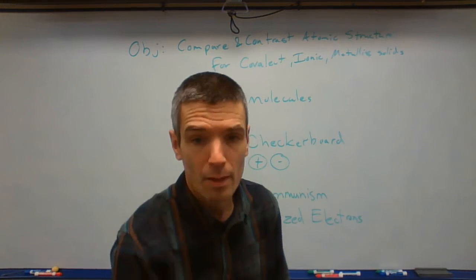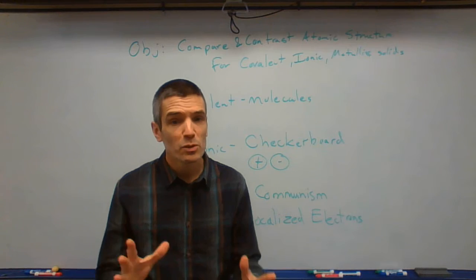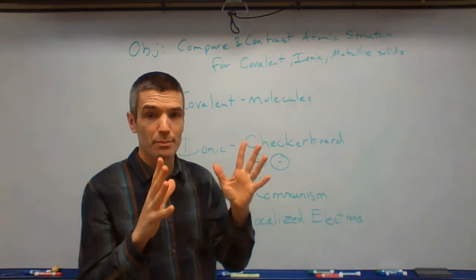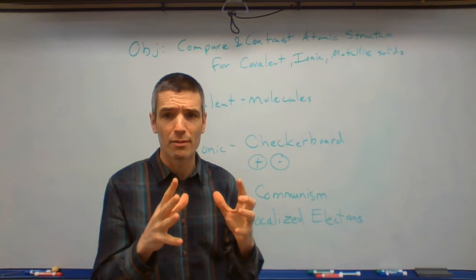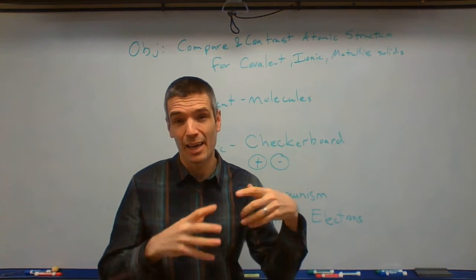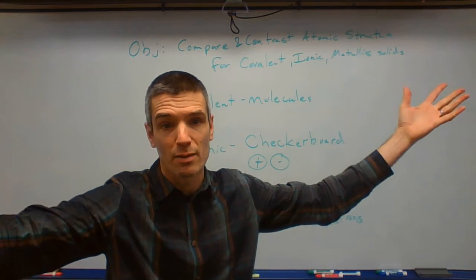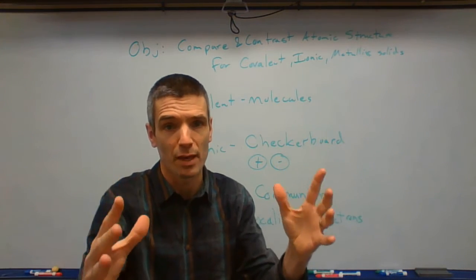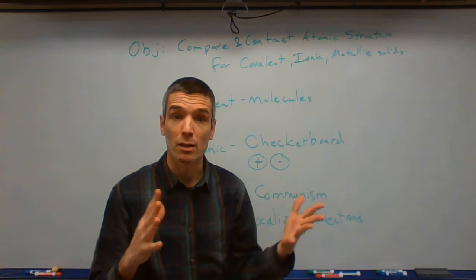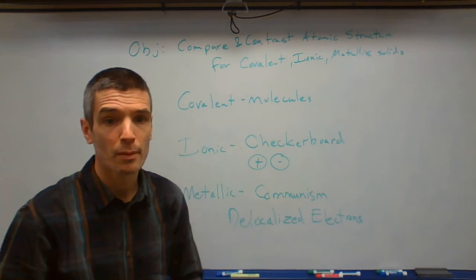Now, it's a little different than covalent because you don't really have one piece of NaCl. You have millions of bazillions of them all together as one big massive thing. And that makes it a little different than a molecule.